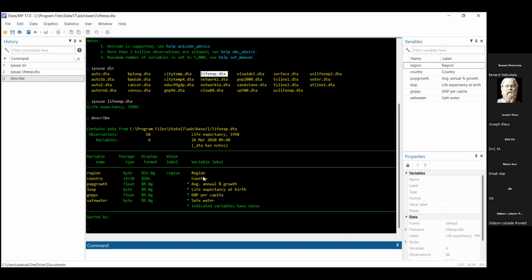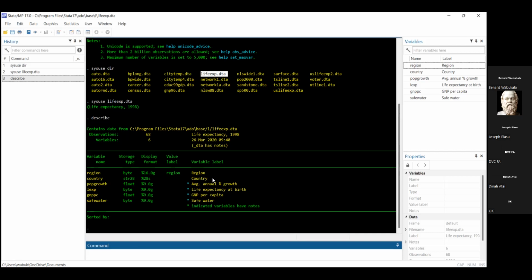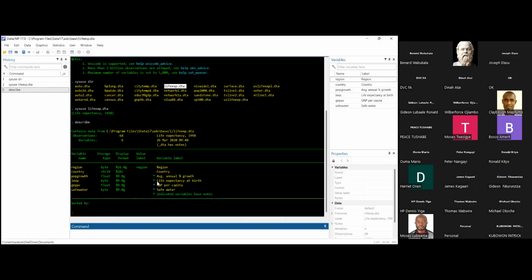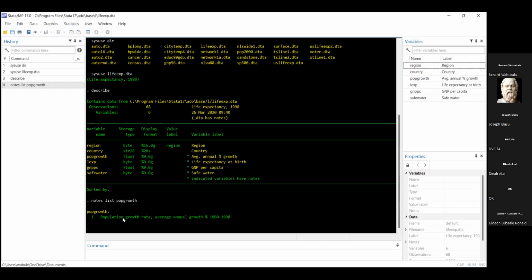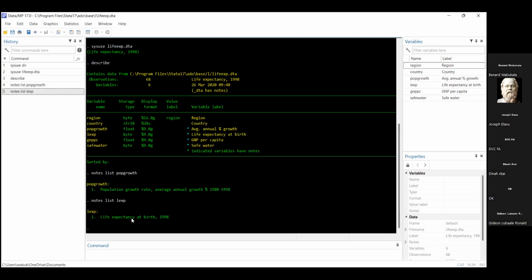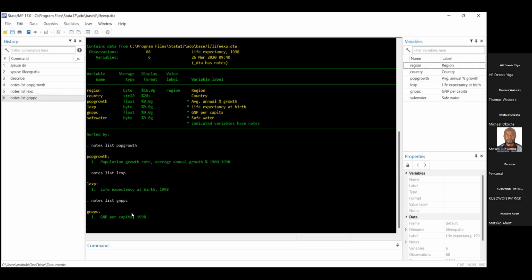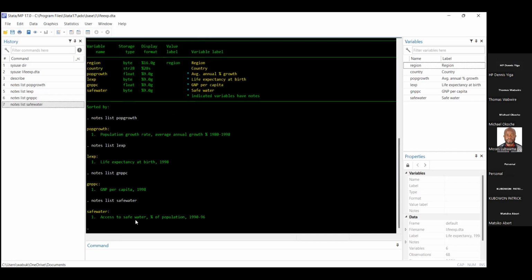We have region and country, which are not necessarily variables but are measured in this. Then I have population growth, which means average annual population growth, and life expectancy at birth. The ones with the stars here, you can click on to see the detail of that variable, which is the average annual growth rate for that period. The second variable is life expectancy at birth, which is the number of years in that particular country, and GNP per capita for that period. Safe water means access to safe water, the percentage of the population with access to safe water in that country. They are doing this for the period 1992 to 96.